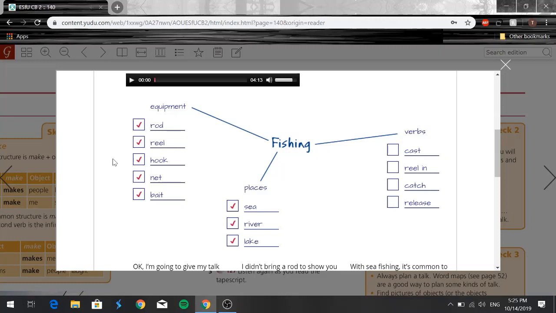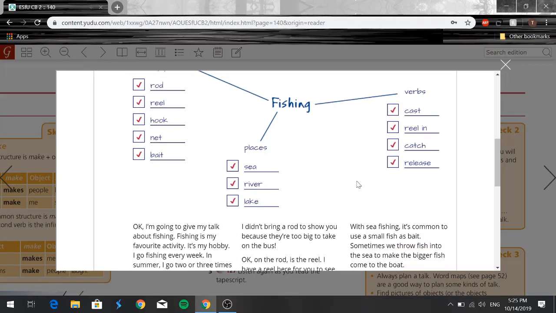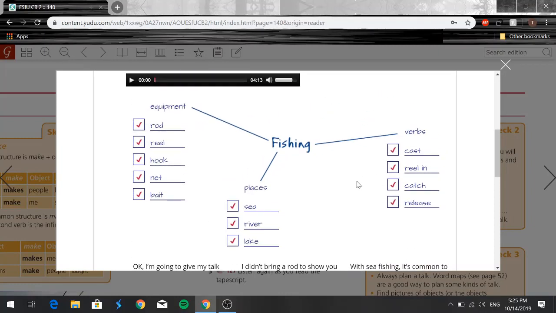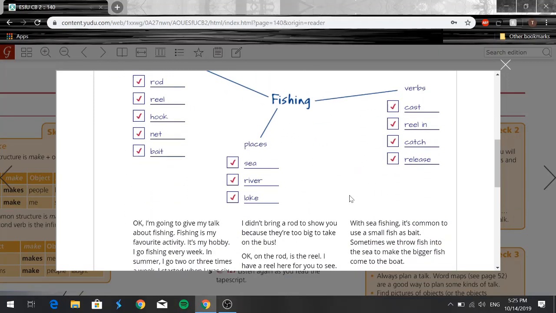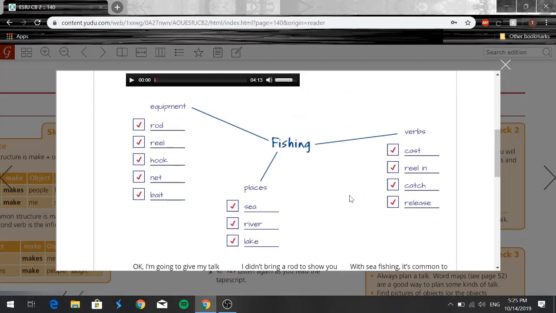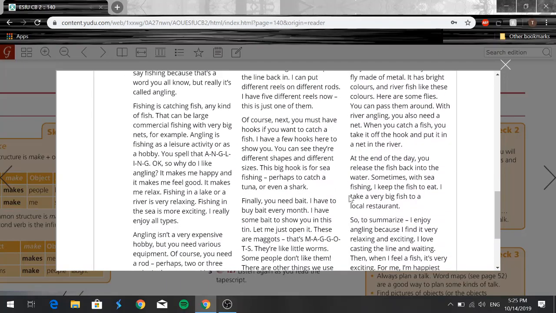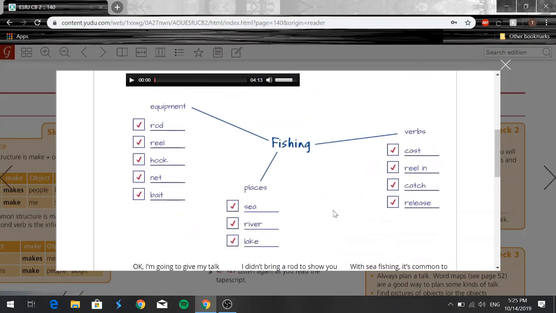These are maggots. That's M-A-G-G-O-T-S. They're like little worms. Some people don't like them. There are other things we use as bait, for instance small insects, and sometimes just bread. With sea fishing, it's common to use a small fish as bait. Sometimes we throw fish into the sea to make the bigger fish come to the boat.